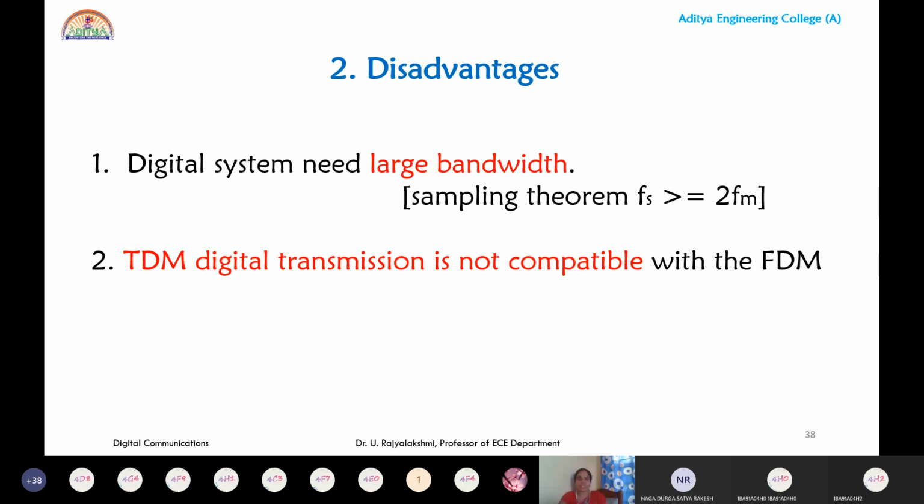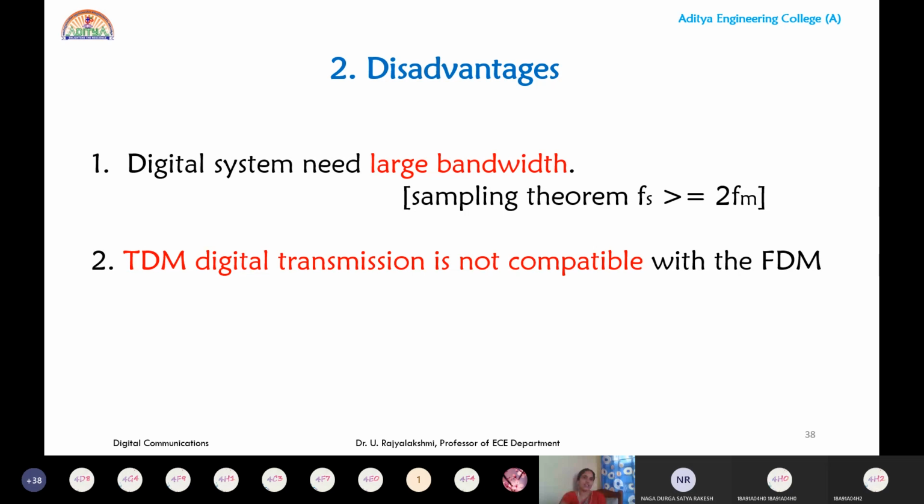And bandwidth is generally the difference of upper cutoff and lower cutoff. Upper cutoff minus lower cutoff, so obviously the bandwidth will increase. This is one reason, due to sampling. As the sampling rate increases, the bandwidth will also increase. That is the second reason.